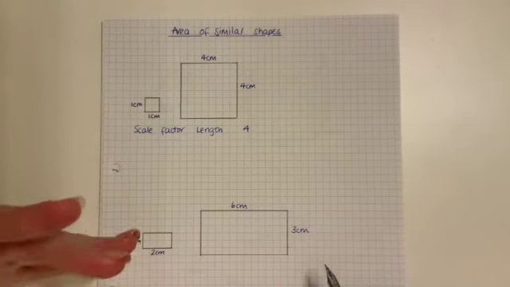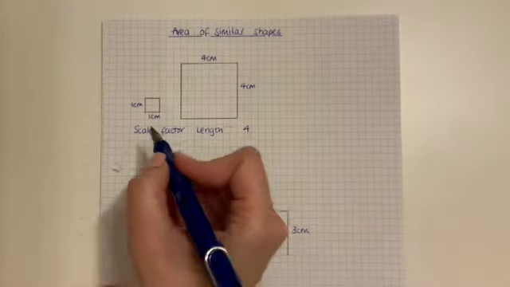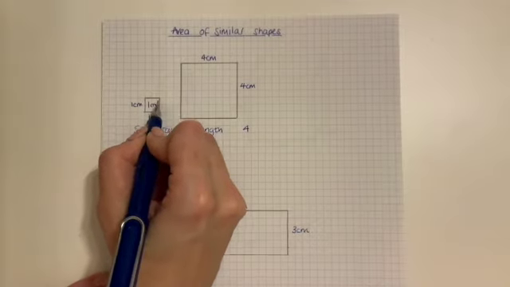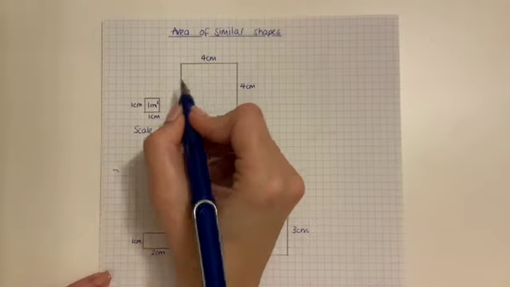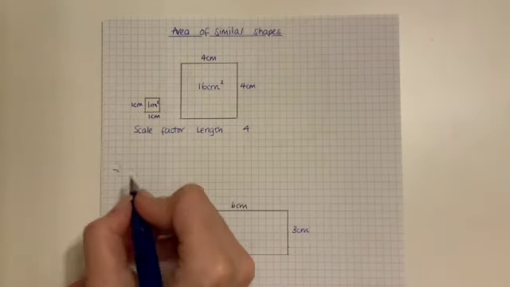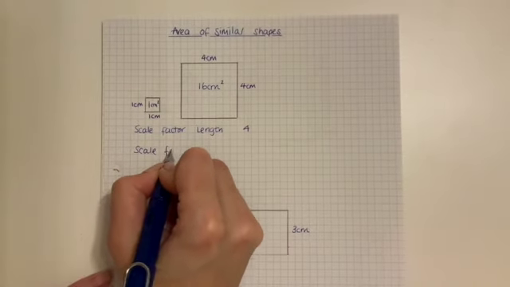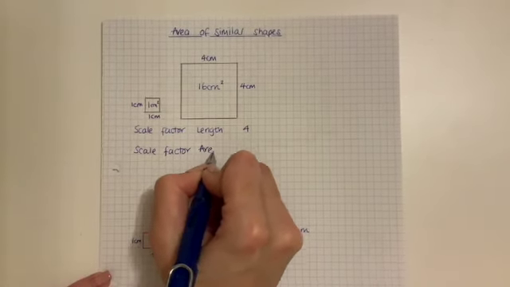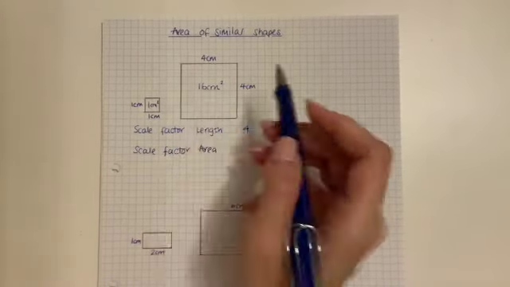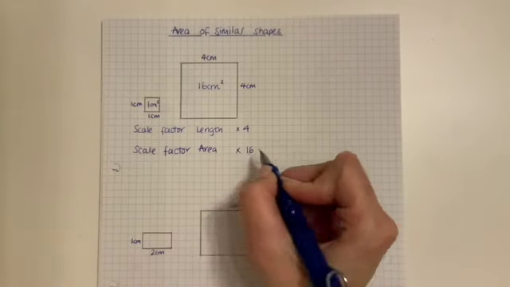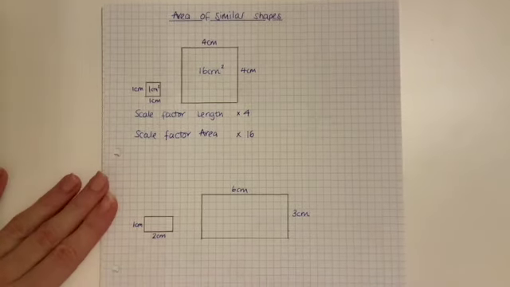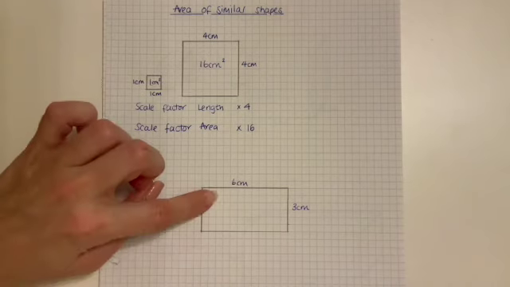Now let's work out the area of each of the shapes. The area of this one is just 1 times 1, which is 1. The area of this one will be 4 times 4, which is 16. So let's talk about the scale factor for area. What would I do to get from 1 to 16? Well, I would times by 16. I'm going to leave it at that for a minute, and then we're going to come back, because I'm hoping we're going to make a connection when you've seen this one.